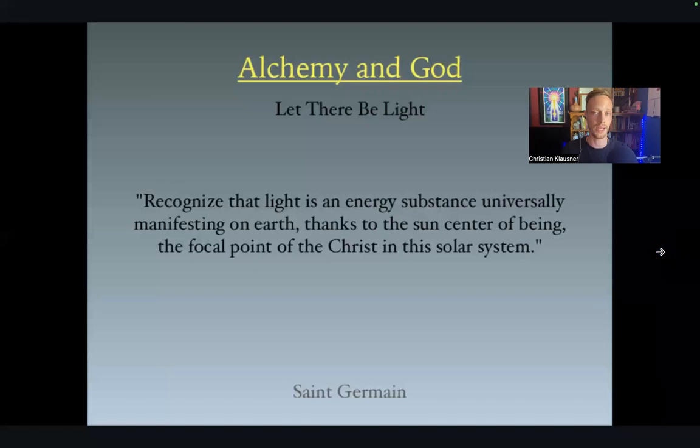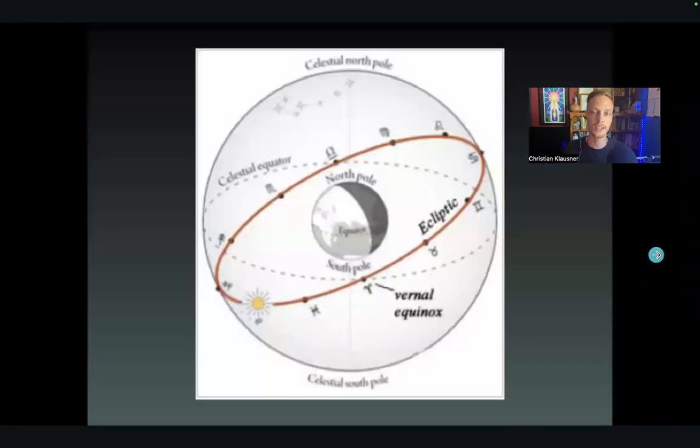Here's an amazing quote by Saint Germain. I recommend his books on alchemy. Recognize that light is an energy substance universally manifesting on Earth, thanks to the sun, center of being, the focal point of the Christ in the solar system. Okay, so there are so many simple things about this reality that we tend to just pass by without giving another thought throughout the whole course of our life. And I invite you to really contemplate what that glowing bright orb is in the sky that you can't look at directly. What is that really about? Just your contemplation of this will not be a waste. I mean, these are very simple things, but contemplating the sun can lead you to some amazing places in your inner psyche.